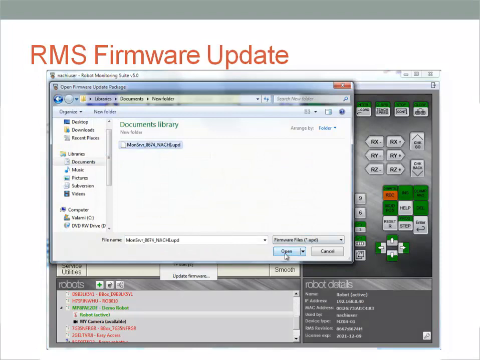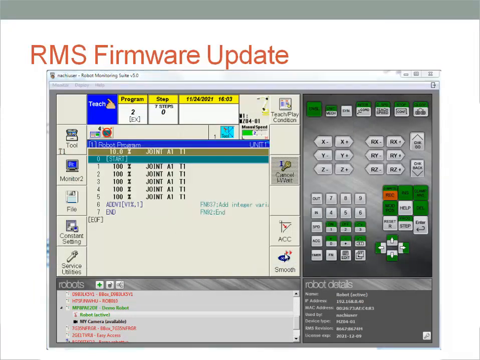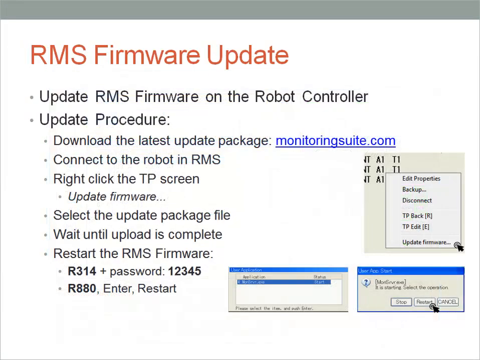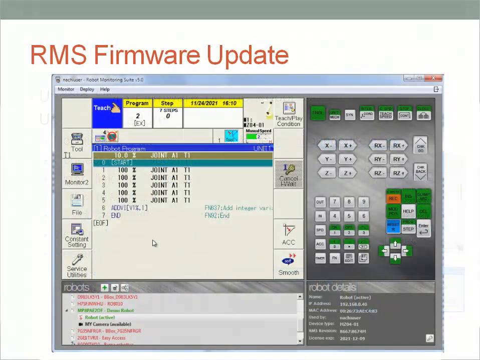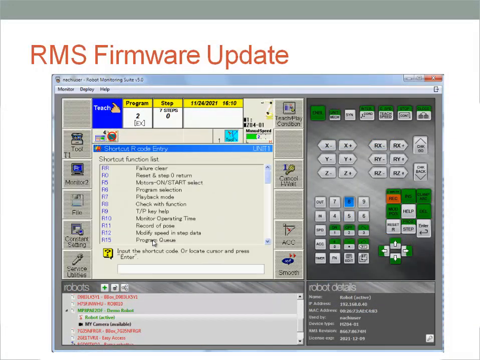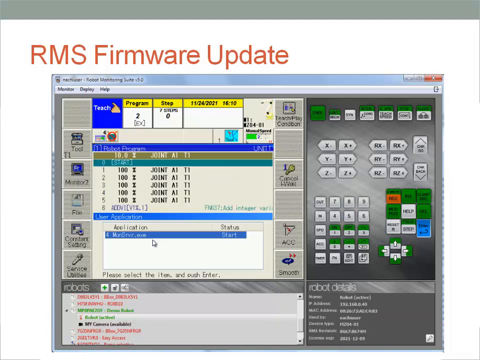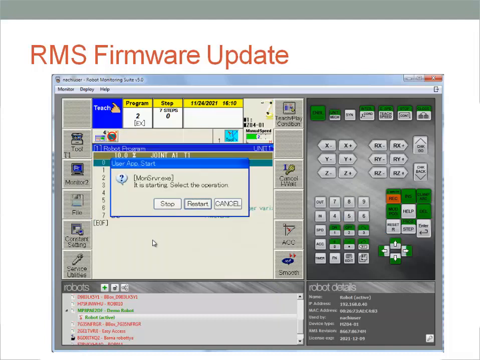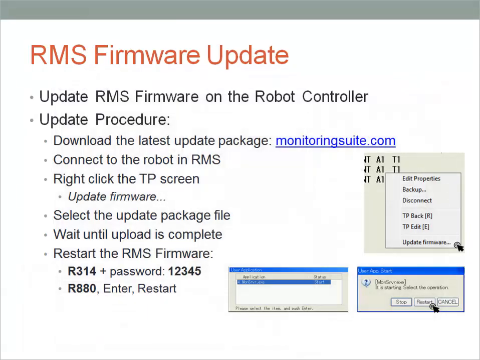Select the update package file that you just downloaded from the Robot Monitoring Suite website and wait until the upload is complete. After the upload is complete, you have to restart the Robot Monitoring Suite firmware. For this, you need specialist access to the Teach Pendant. You can have it by pressing R314 and enter the password 12345. After this, select the function R880 and select Restart. After restarting, the new version of the Robot Monitoring Suite firmware will start and it is ready to use.